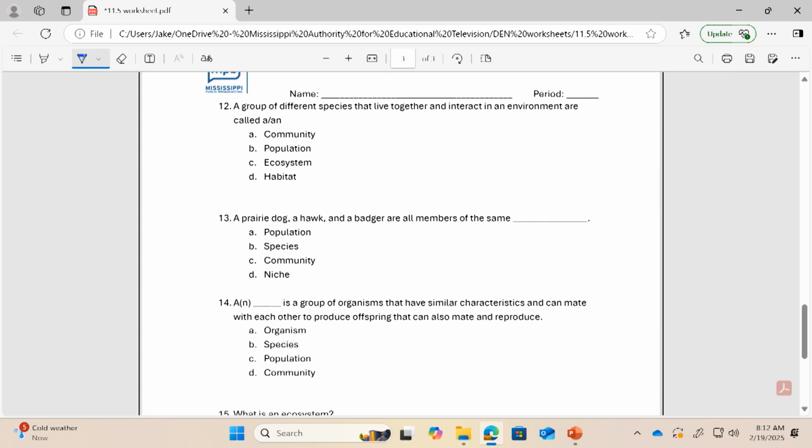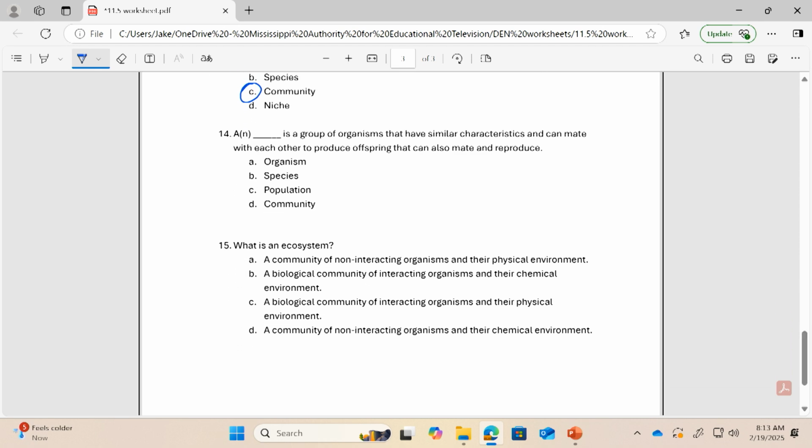12 says, a group of different species that live together and interact in an environment are called. So now instead of just one species, we have many different species in an area. What's that called? That is the community. Okay, a community is different organisms all in the same area. 13 says, a prairie dog, a hawk, and a badger are all members of the same. This is that example of a community. A community is different species of animals all interacting in the same place at the same time. Just two more, y'all. Thanks for hanging in there with me.